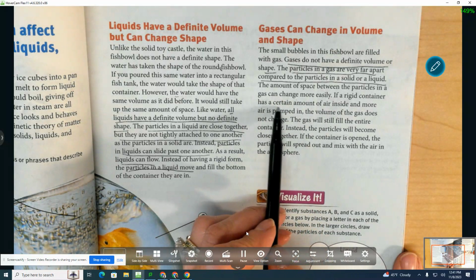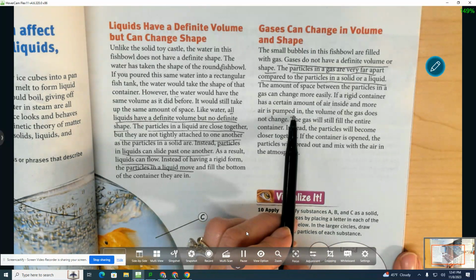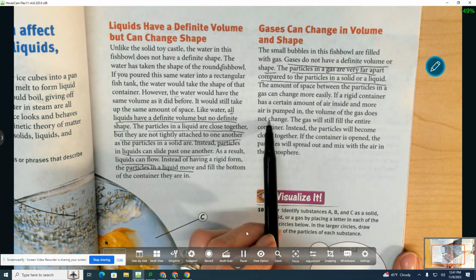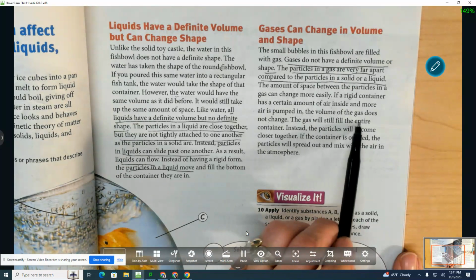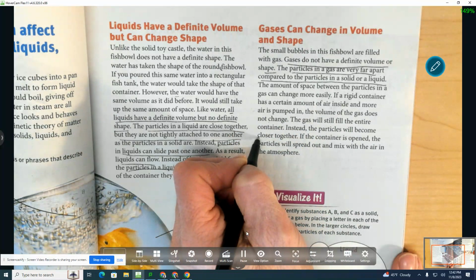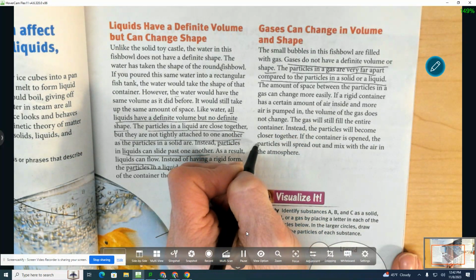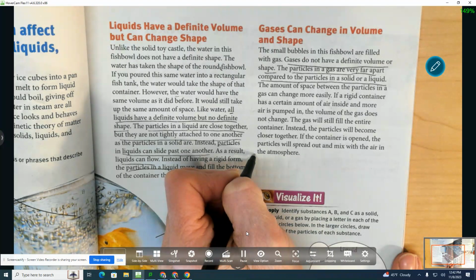If a rigid container has a certain amount of air inside and more air is pumped in, the volume of the gas does not change. The gas will still fill the entire container. Okay? Particles will become closer together. If the container is opened, the particles will spread out and mix with the air in the atmosphere.